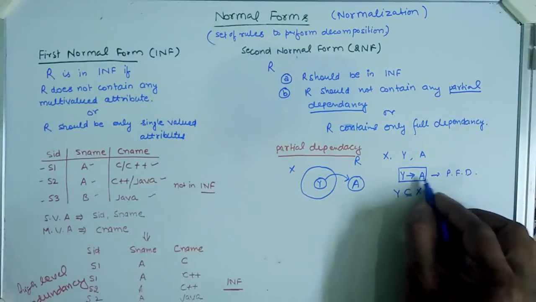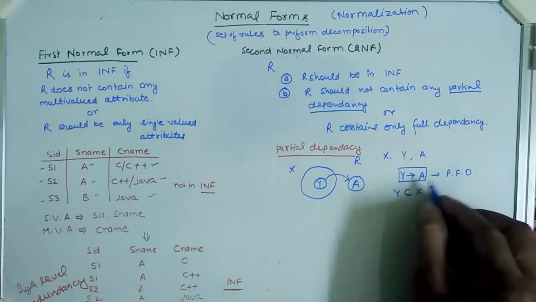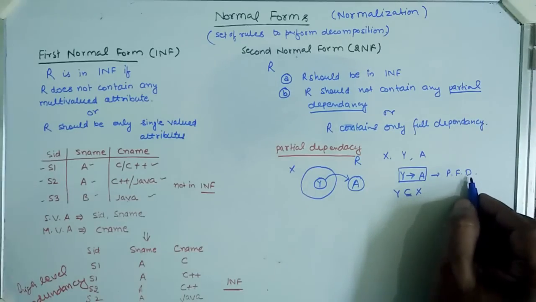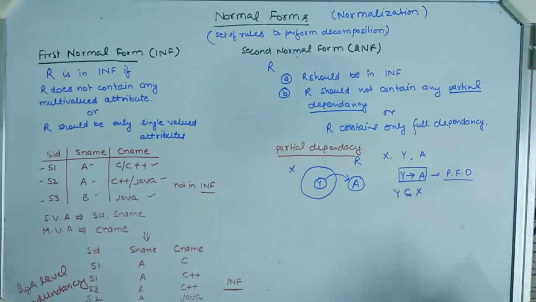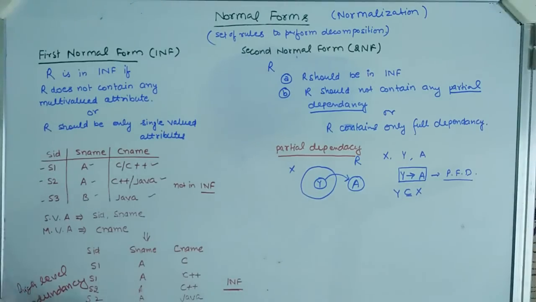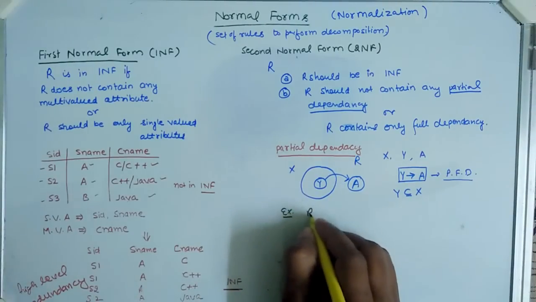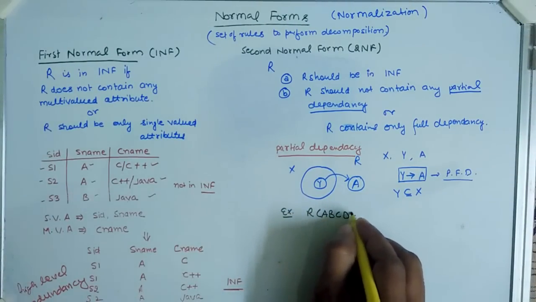So if Y tends to A exists and this Y is a subset of X, then we say that Y tends to A is a partial functional dependency. So for a relation to be in 2NF, we have to remove this partial functional dependency from our relation. For example, suppose a relation is given as R with 5 attributes A, B, C, D and E.